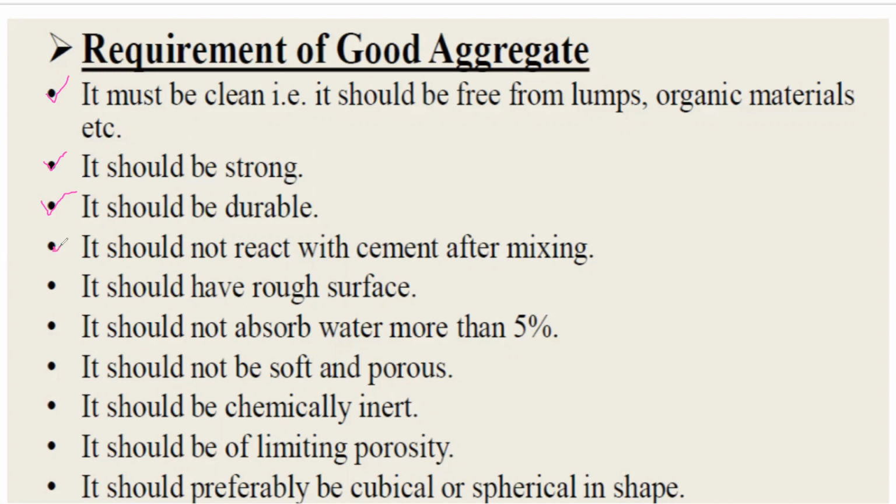It should not react with cement after mixing, of course, because cement has to mix with water and cement has to start its reaction. So there should not be anything in the coarse aggregate or the fine aggregate that will start reacting with the cement. It should have a rough surface. If there is a rough surface, the interlocking between the aggregates will be very good. The friction between them will be very good. As a result, the voids will be less, and more density is going to be achieved. It should not absorb water more than 5%. It should not be soft and porous. Obviously, it should not be soft, and it should not be porous also. It should be chemically inert.